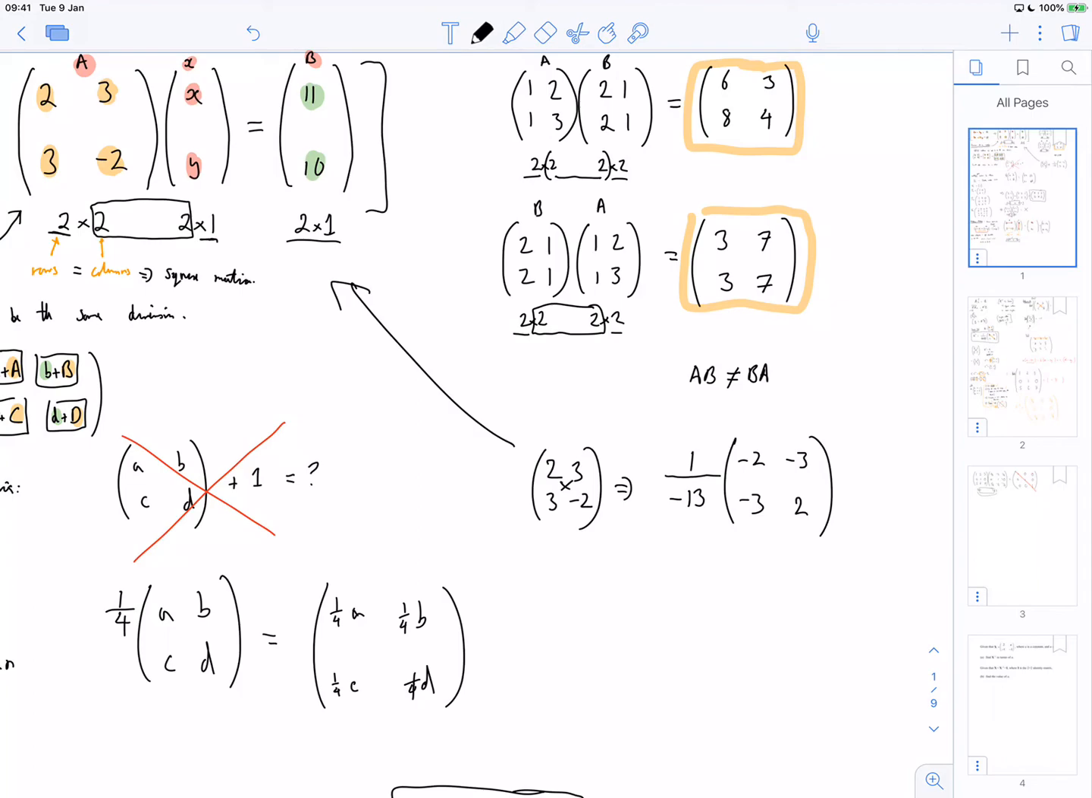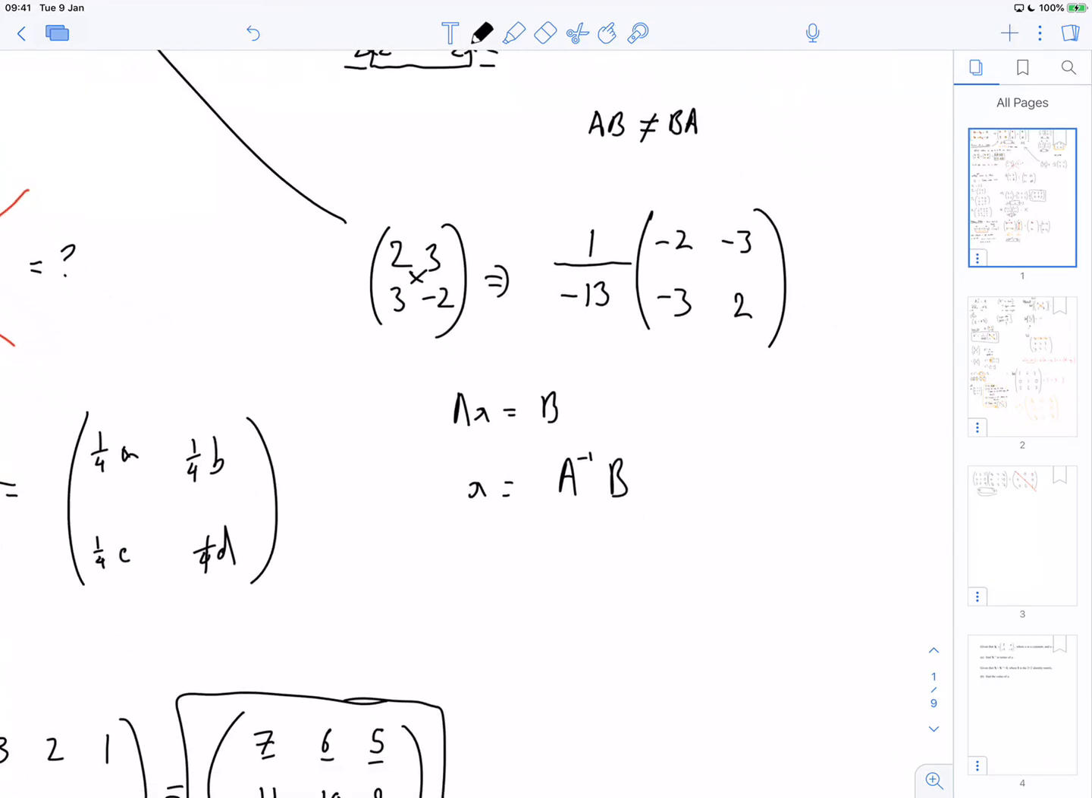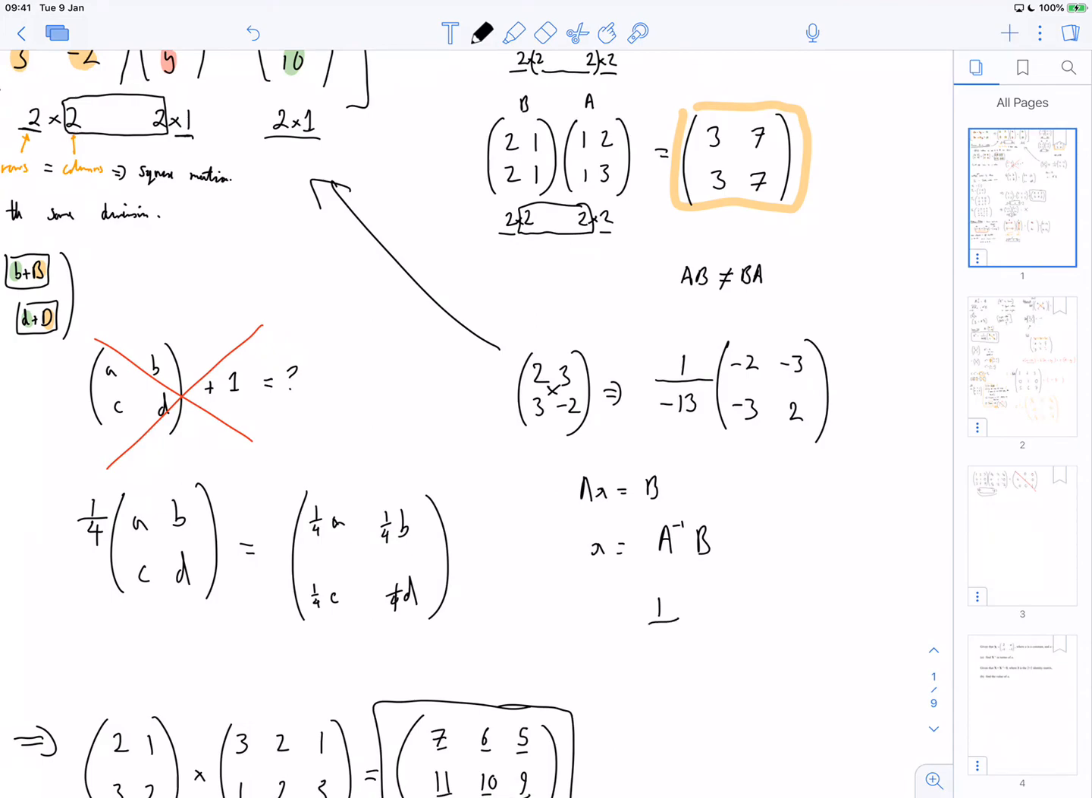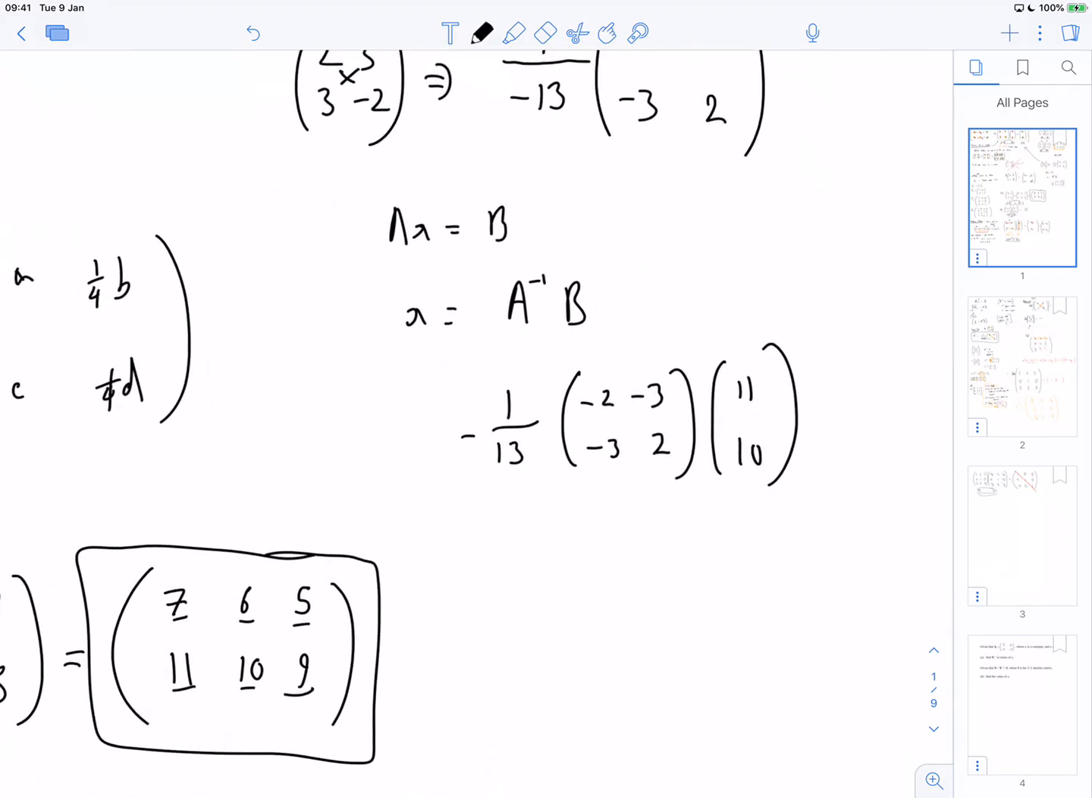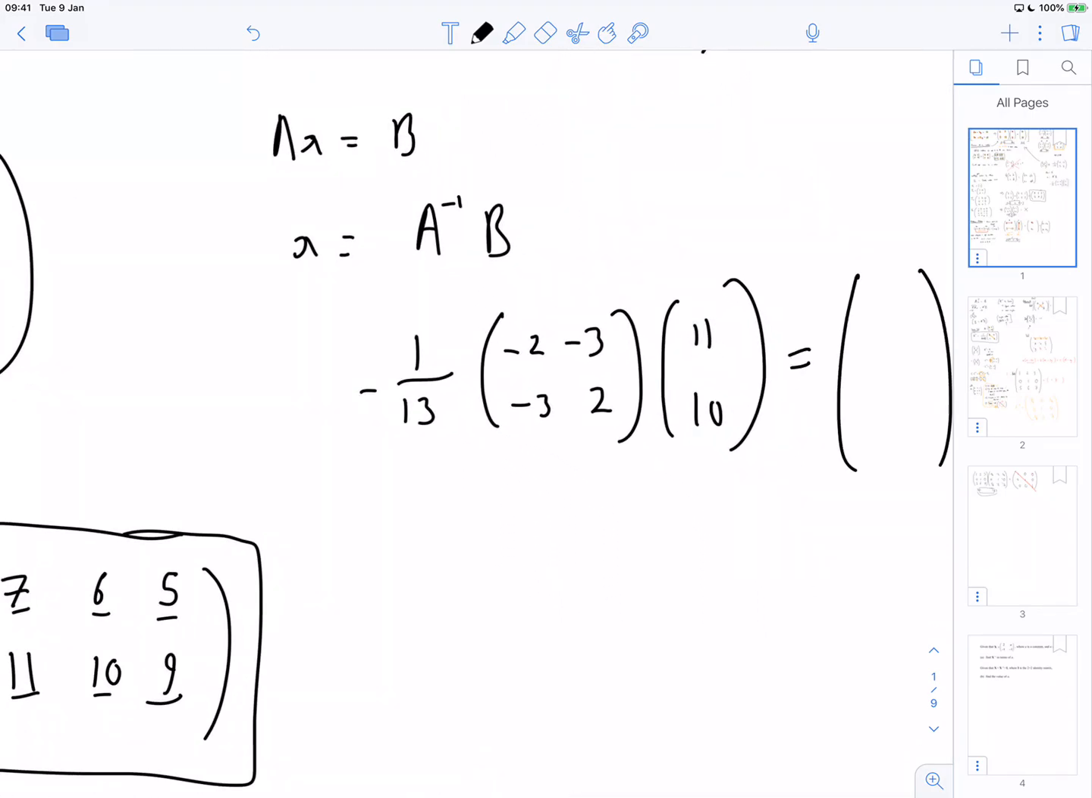And now I need to say, well, if Ax equals b, then x equals the inverse of A times by b. So what I need to do is 1 over minus 13 of minus 2, minus 3, minus 3, 2, multiplied by b, which in our case is 11, 10. So by doing this, I will get the value for x and y over here. So first of all, does this work? Well, I've got a 2 by 2 multiplied by 2 by 1. These two are the same, so it's going to output a 2 by 1. 1, 2, there it is, the 2 elements.